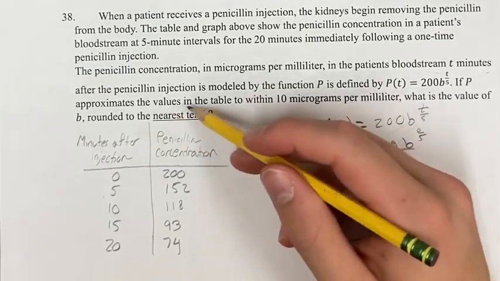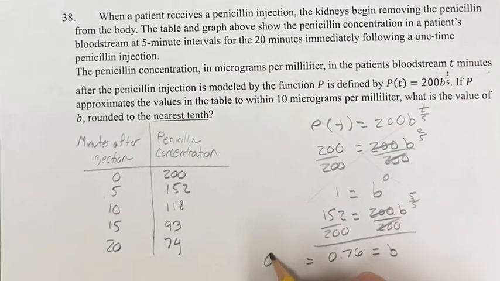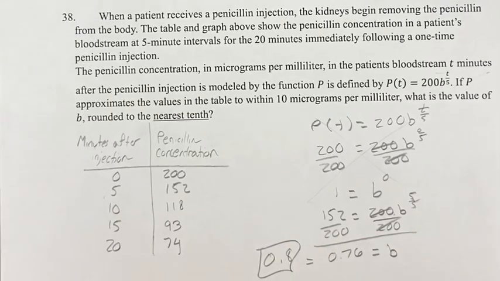We're asked to round it to the nearest tenth, so we round this up to 0.8, and 0.8 is going to be our final answer.